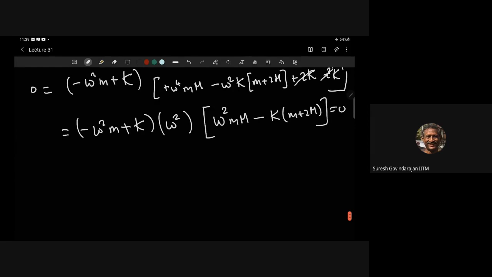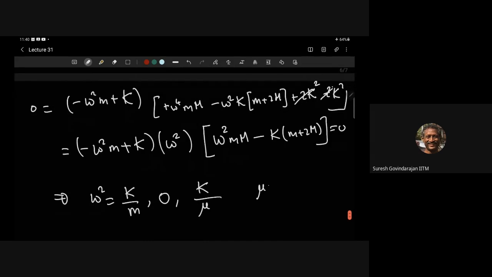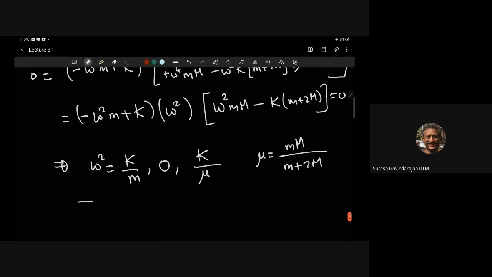Okay, we got very lucky because of several things. So what we get is that omega square, first term being 0, will be k by m. Second being 0 will give 0, and the last being 0 will be k by mu, where mu is something like mm. Okay, so we get 3 frequencies in this problem. So this is what we get.